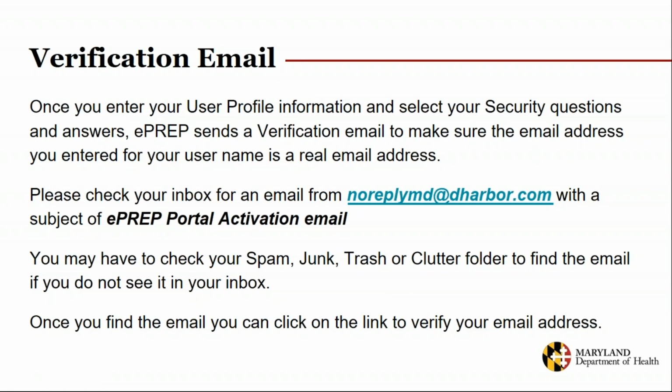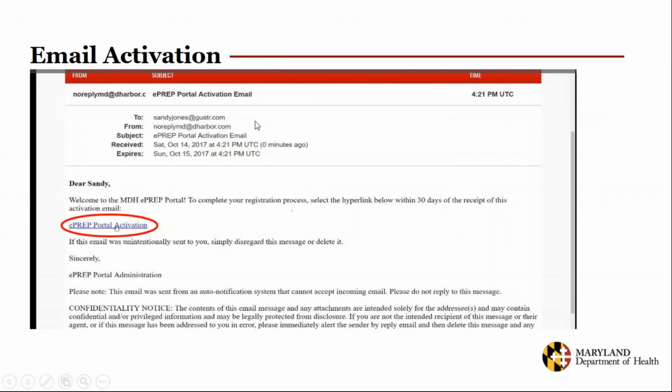Once you find the email, you can click on a link that is provided within the email, and it looks like this. And the email will always have a link that says ePREP portal activation. So you would have to click on that link in order to access the profile you just created. Usually this email lasts for 30 days.